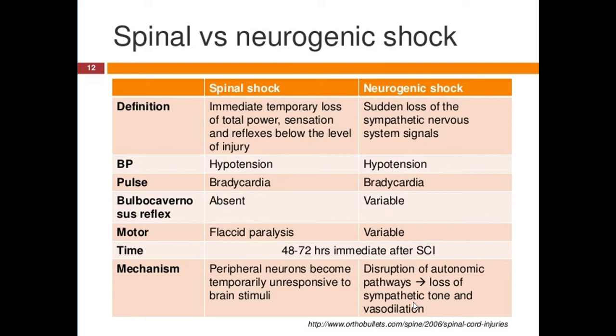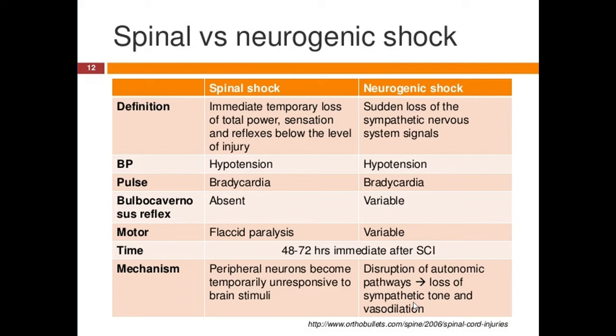As reflexes return slowly, you might see some spasticity with the muscles. The real thing with these patients is we need to inform them of what spinal shock is and what to expect, because it can be really scary.